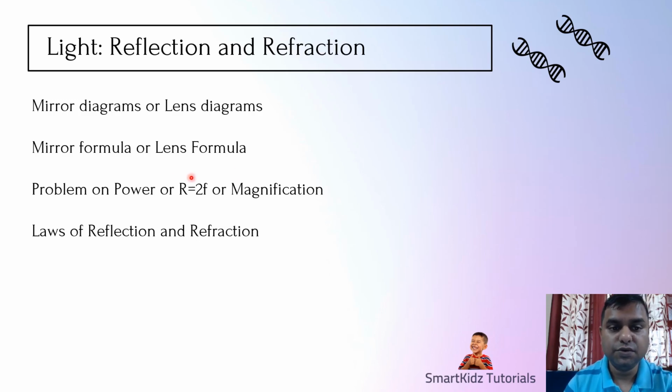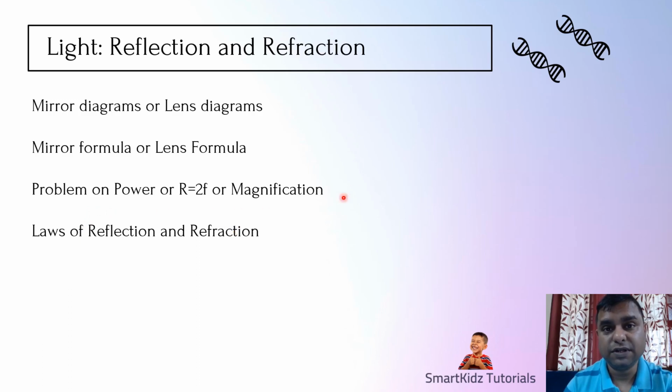However, you need to know the mirror formula and lens formula, irrespective of whether you learn about mirror or lens. There's only a minor difference between the two, but you should know them. Also, you should know the problem on power, that is P is equal to 1 upon F. Very simple. Of course, if the focal length is given in centimeters, then you should know how to get it converted to meters.